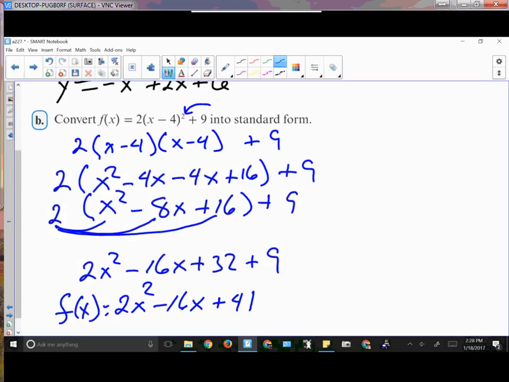Now, mind you, we still have this f of x out here yet, but you can just put that in at the end. You don't really have to go through and keep it in there. It's just extra writing that we don't need. So does that make sense? Questions?